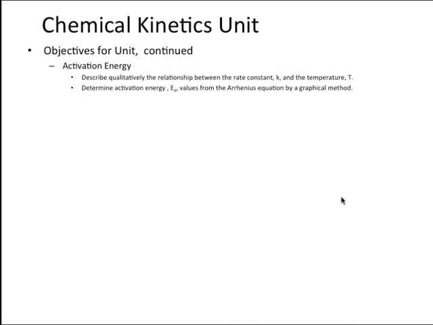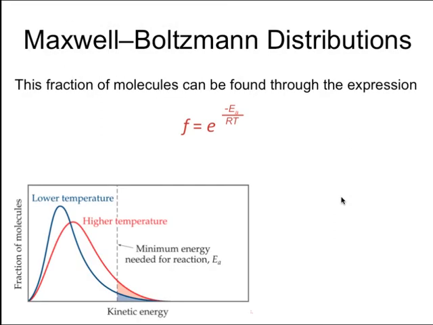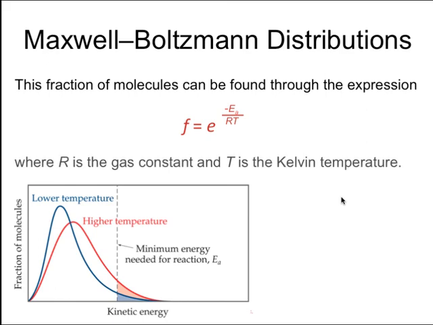Okay, to finish out the required content for the kinetics unit, we're going to talk about activation energy and specifically the Arrhenius equation and how those two relate. It's going to be fairly quick. So, if we look at the Maxwell-Boltzmann distributions, the fraction of the molecules can be found through the expression f, known as a frequency factor, is equal to e to the negative activation energy over RT. R is the gas constant, and when we say the gas constant, we mean the one that is in joules.